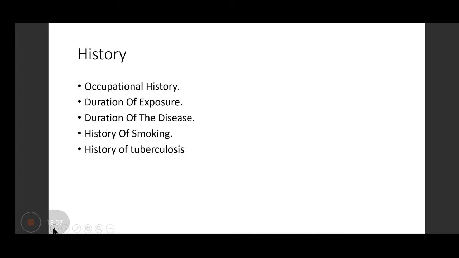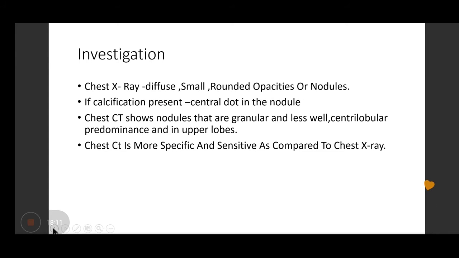And the chest X-ray shows diffuse small rounded opacities or nodules. If calcification is present, it is present as a central dot in the nodule, whereas in silicosis, it can also be present as an eggshell appearance. It is more predominant in the upper lobes. And CT is more specific and sensitive as compared to chest X-ray.